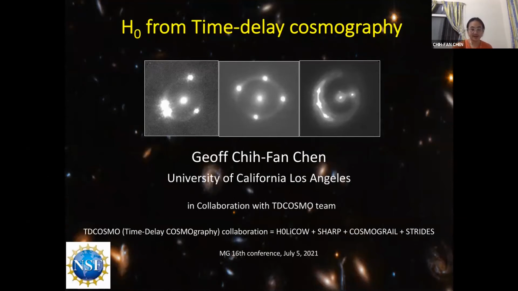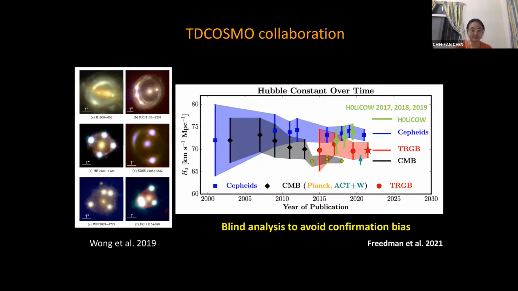Hi, my name is Qifan Chen. I'm a postdoc at UCLA working with Tommaso Treu and in collaboration with the TDCOSMO collaboration. My work focuses on using the independent data set from adaptive optics imaging to constrain H0 and contribute to the joint H0 effort inside the TDCOSMO team. Today I'm going to talk about our H0 measurement, the systematic checks, and my interpretation of our results.